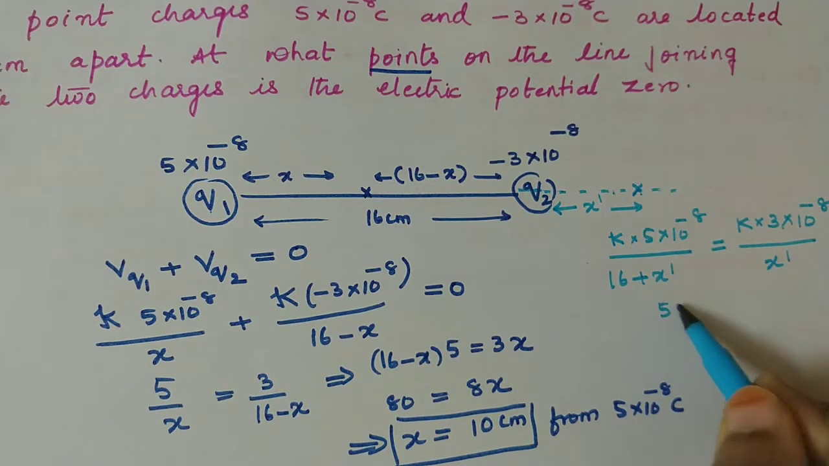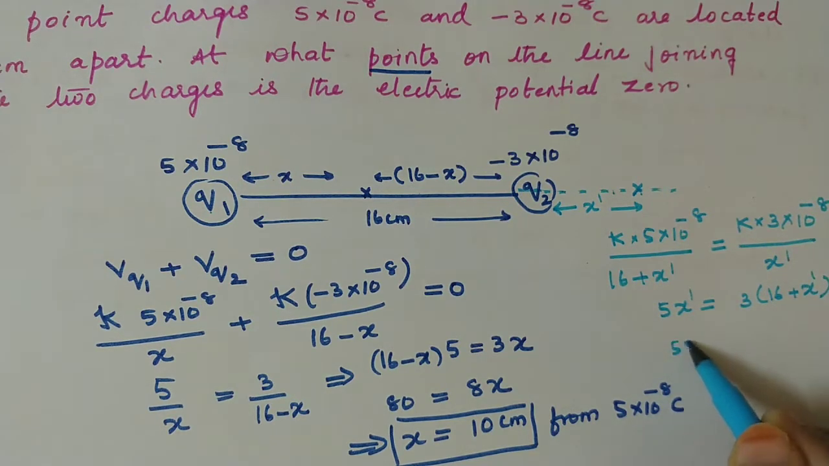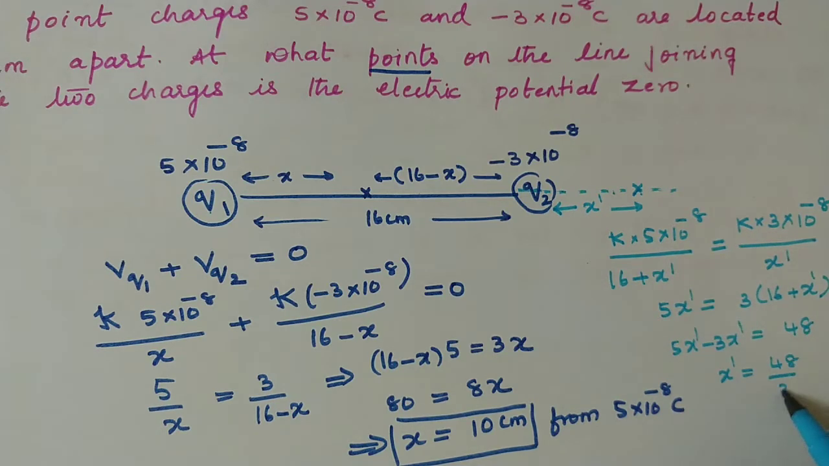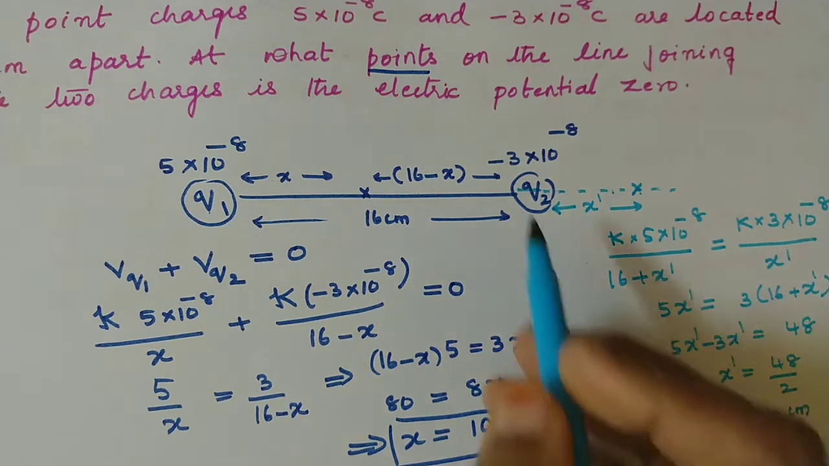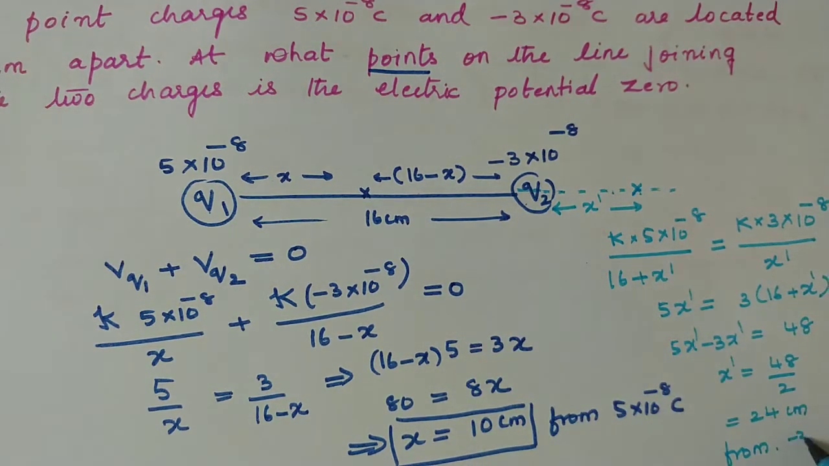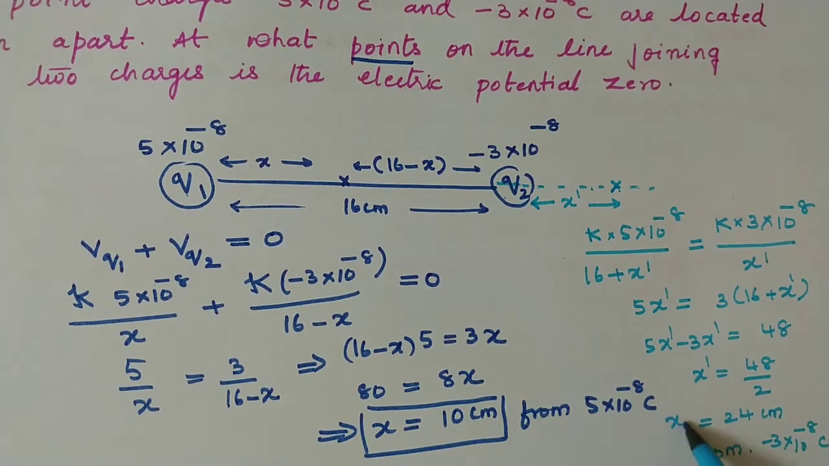Simplify this again. 5x dash would be 3 into (16 plus x dash), or 5x dash minus 3x dash is 16 into 3, that is 48. So we will get x dash as 48 by 2, which is nothing but 24 centimeter, but be specific: from Q2, that is minus 3 into 10 to the power minus 8 coulomb. So this would be the second answer.